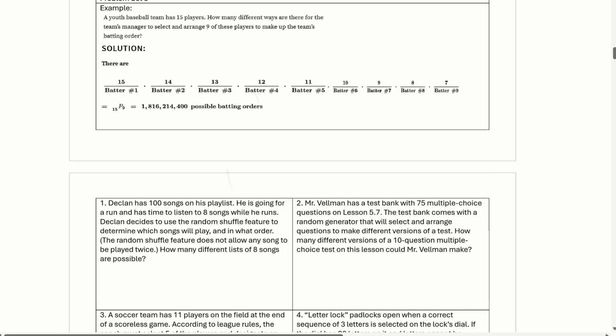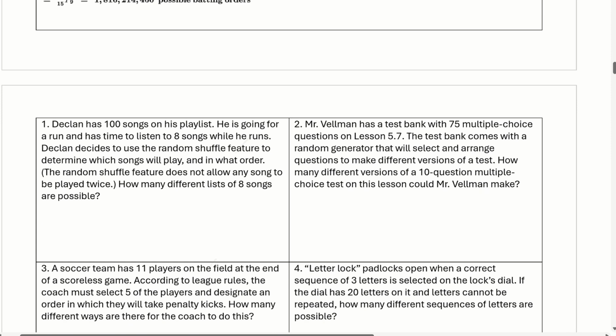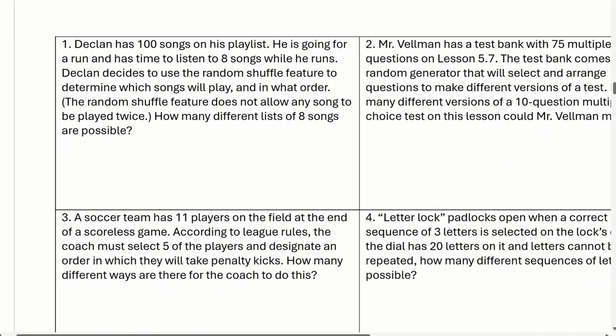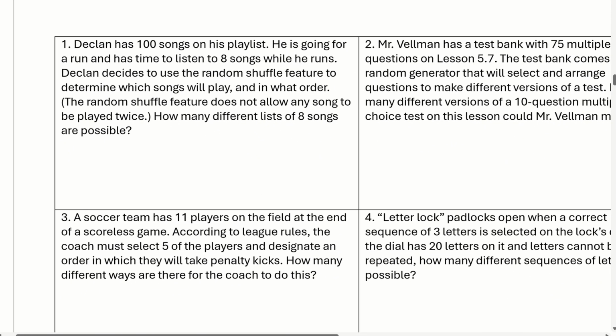All right, so problem set number 5 is using permutations to solve problems. So Declan has 100 songs on his playlist. He is going for a run and has time to listen to 8 songs while he runs. Declan decides to use a random shuffle feature to determine which songs will play and in what order. And it says the random shuffle feature does not allow any song to be played twice. How many different lists of 8 songs are possible?